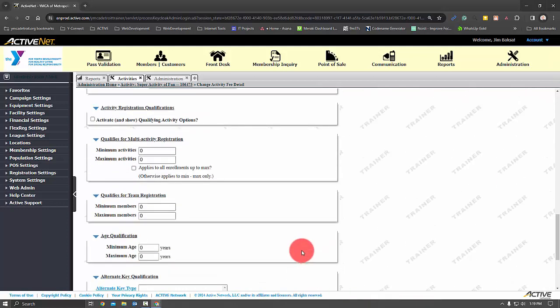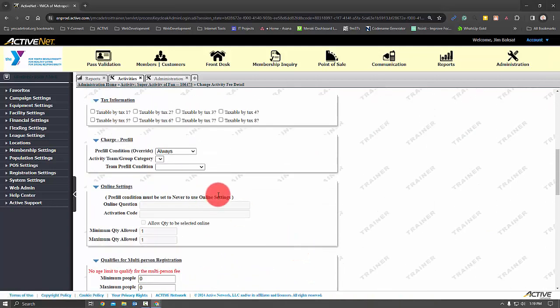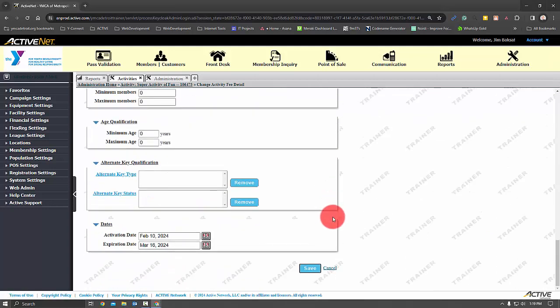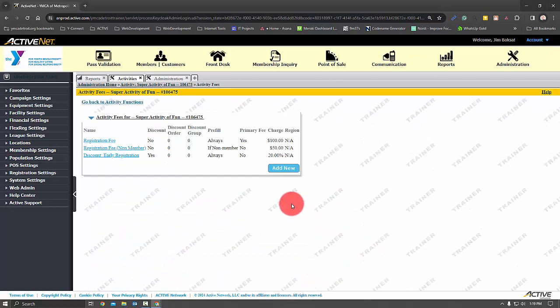Pre-fill condition stays to always. If we say save, now what we've done is we have built a system in which members will be charged 100, non-members will be charged 100 plus 50, 150. And if done between February 10th and March 15th, you will enjoy a 20% discount only off the $100, because remember that this is not discountable. We're not going to extend discounts to non-members.